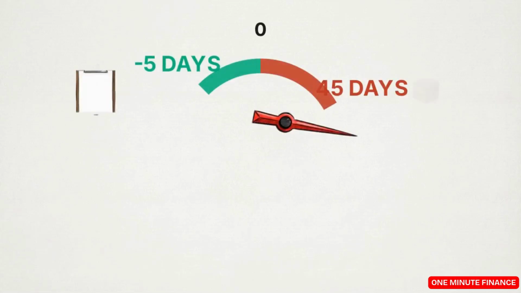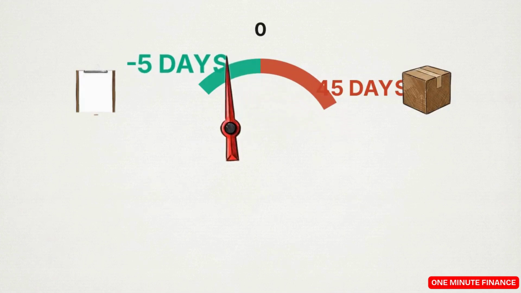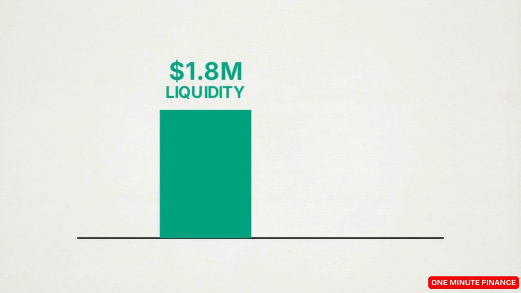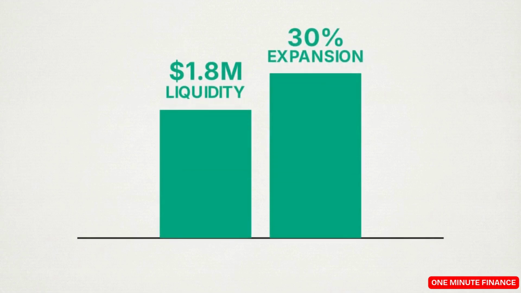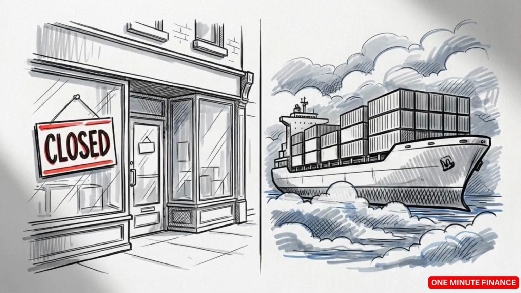Look at our case study's transformation. By renegotiating terms and optimizing inventory, their 45-day gap became a negative 5-day gap. This timing shift unlocked $1.8 million in liquidity, funding a 30% expansion using their own money instead of new debt. As you plan your own targets, build a 15 to 20% buffer into your gap calculation. This margin of safety protects you from seasonal dips or unexpected supplier delays.